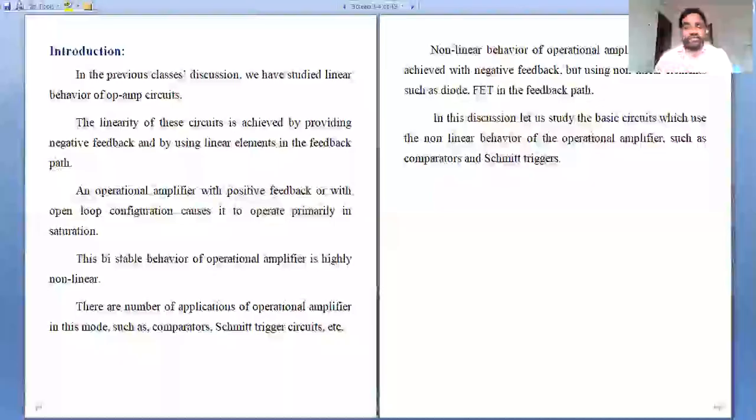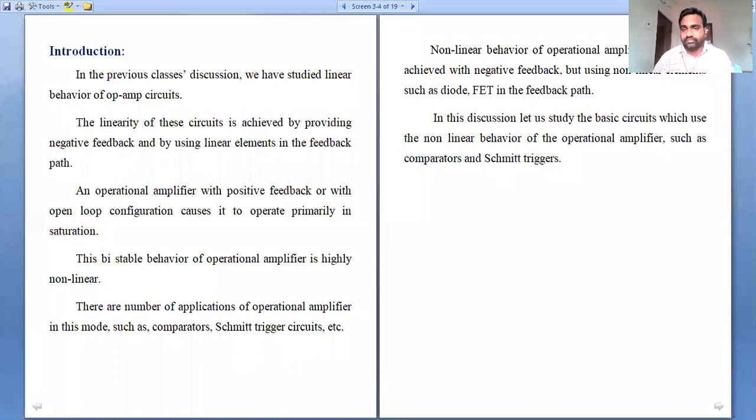In our discussion of nonlinear applications of operational amplifier, we are saying the operational amplifier will have a positive feedback or an open loop configuration. In both conditions, it has an infinite amount of open loop gain. That infinite amount of open loop gain is represented as saturation. So these nonlinear applications of operational amplifier can be explained with respect to comparators. You can also explain the Schmitt trigger circuits among the applications.